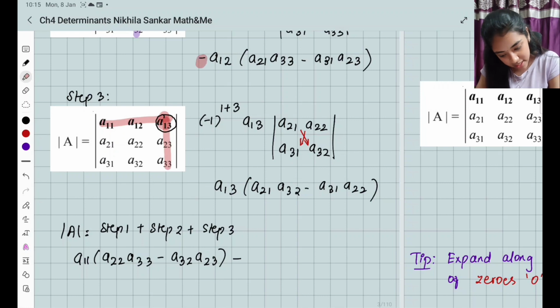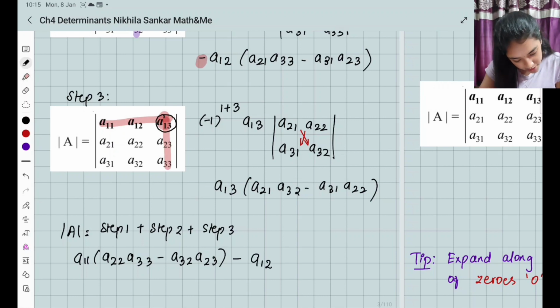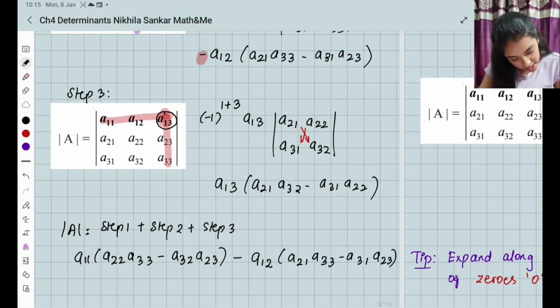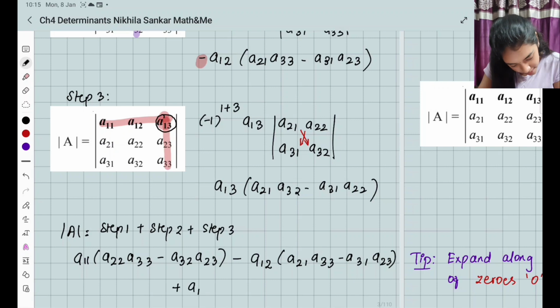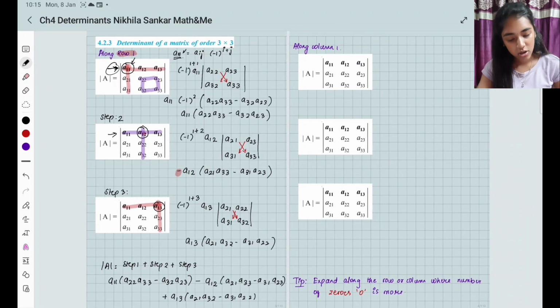You see there is a minus here, times second element. So a12 times a21, a33 minus a31, a23. Last step is going to be plus a13 times a21, a32 minus a31, a22. புரிஞ்சுதா? So this is according to row 1.